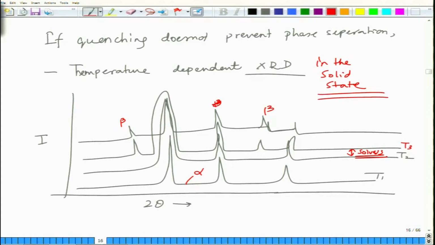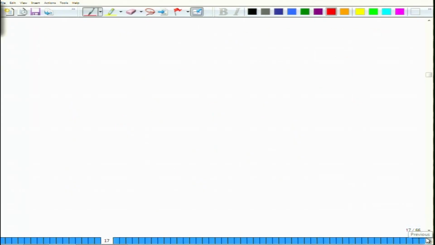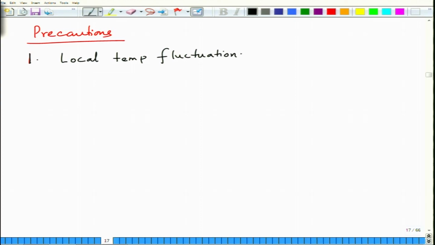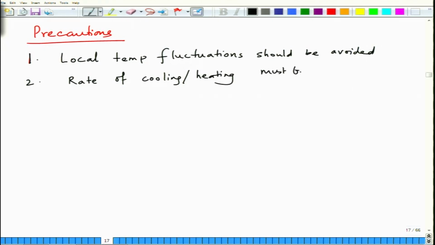So this is how you determine phase diagrams using thermal analysis. The precautions that you need to take during thermal analysis are: one, local temperature fluctuation should be avoided. So basically we need to maintain as uniform a temperature as possible, which means that the rate of cooling or heating, depending upon whether you take the heating or cooling cycle, must be as low as possible to ensure equilibrium cooling or heating conditions, okay, equilibrium conditions.